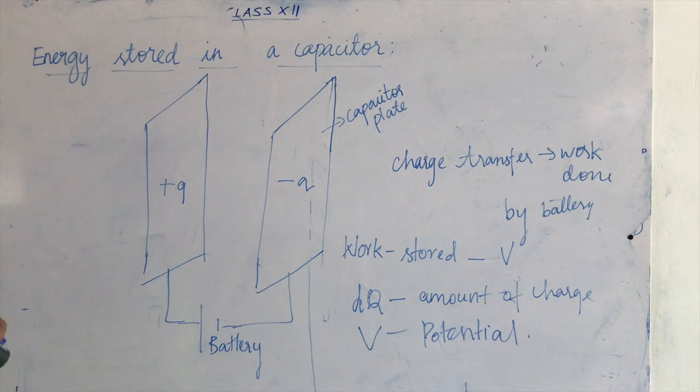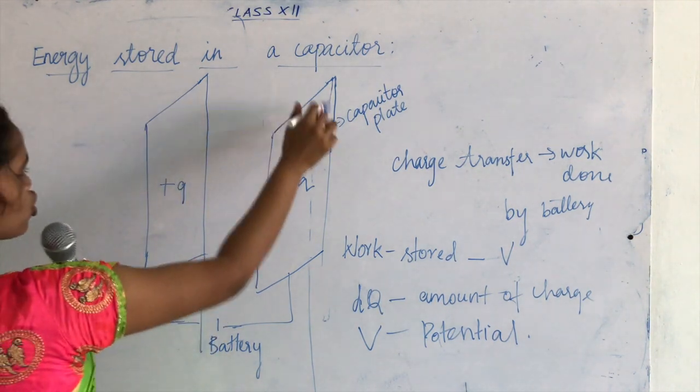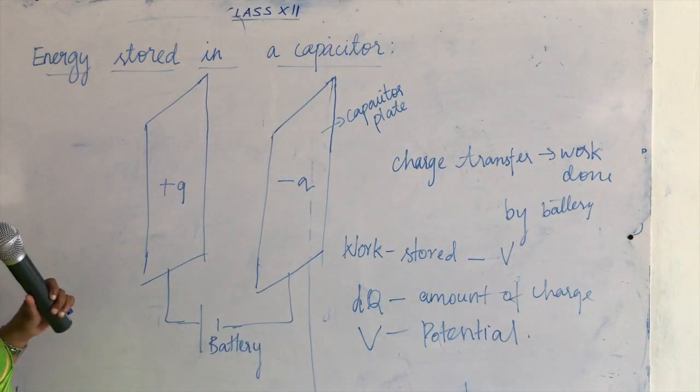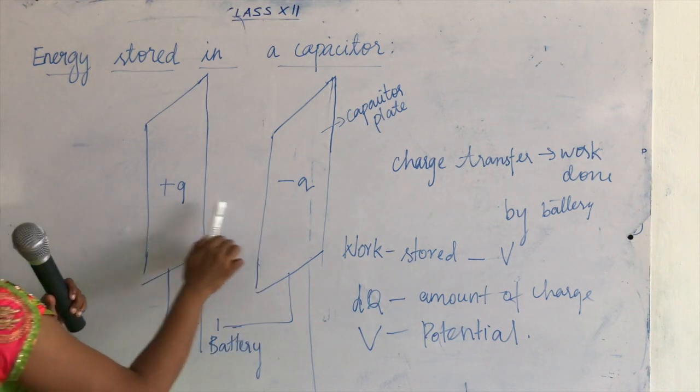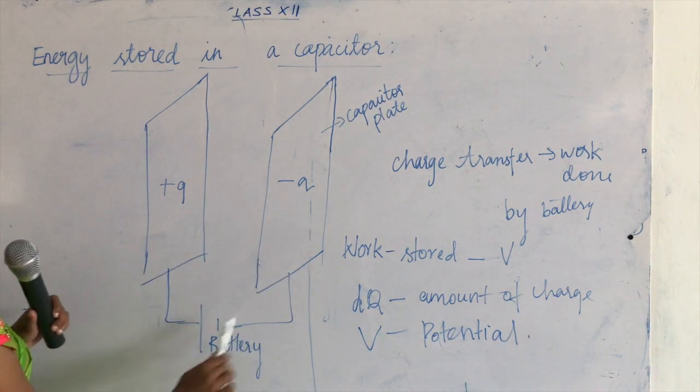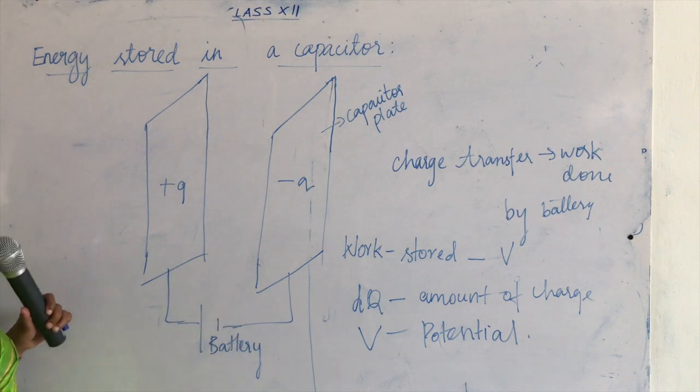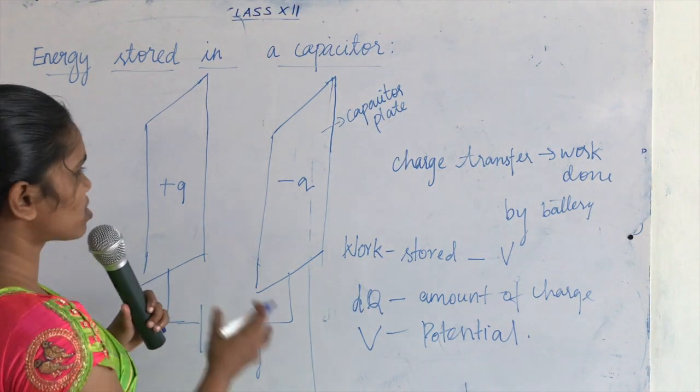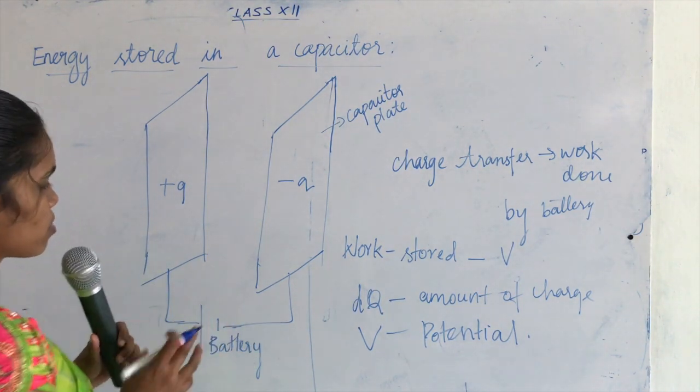Now, see in the picture, these are two parallel plates, okay? Two parallel plates having positive charge and negative charge, which are connected to the positive and negative terminals of a battery. What is the function of this capacitor?